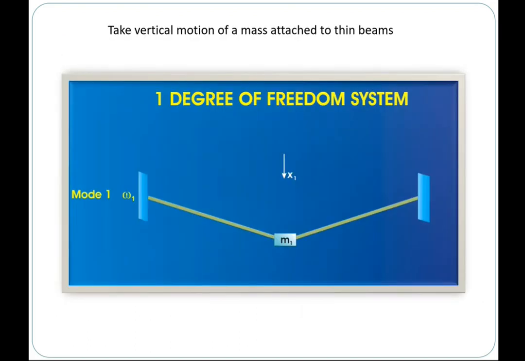Right. So if you take these beams and treat one as a 1 degree of freedom system with 1 mass, then you have 1 natural frequency and one mode shape. That's how it moves. The only motion this mass can make is vertical, going up and down like this, right?